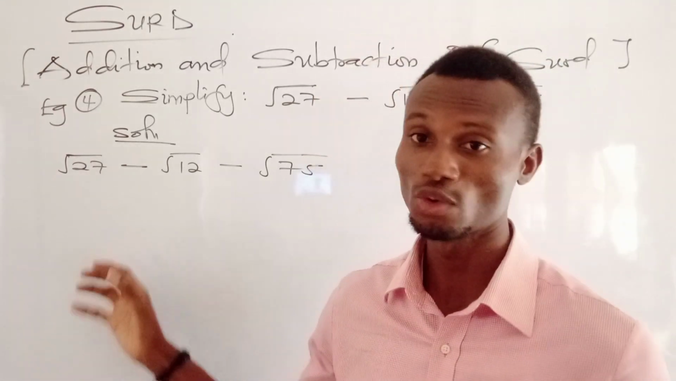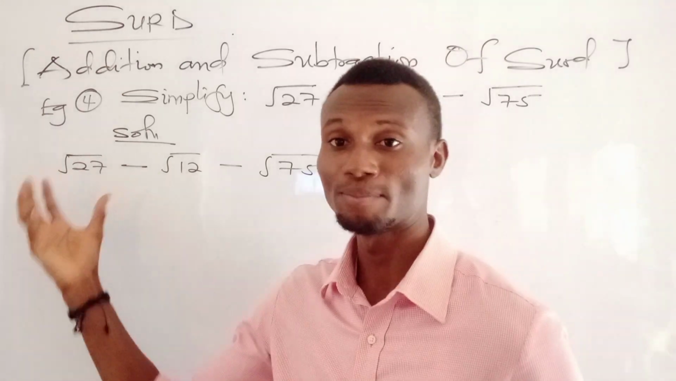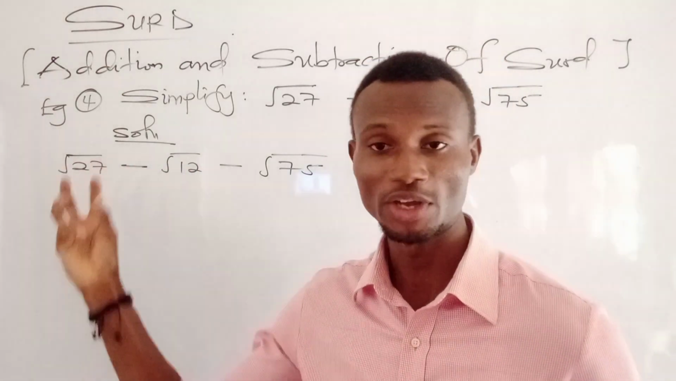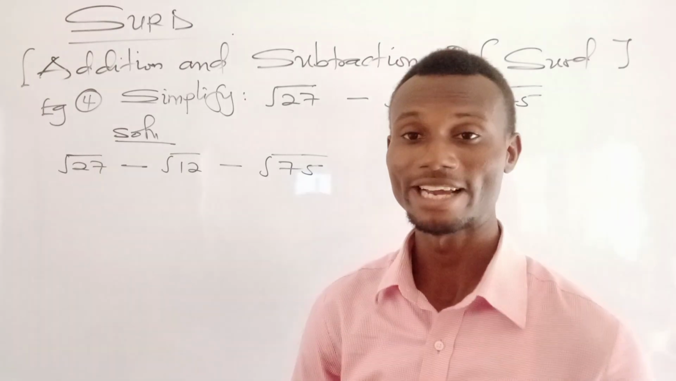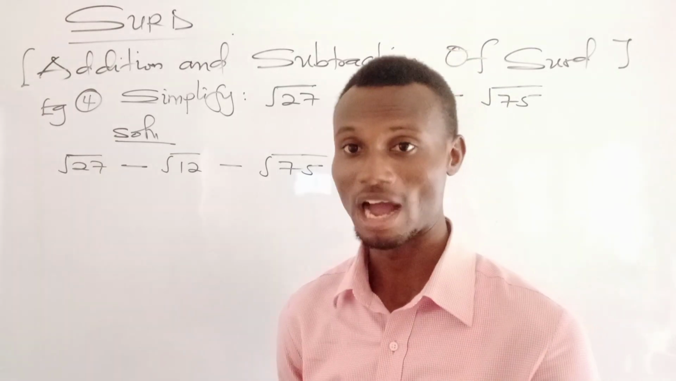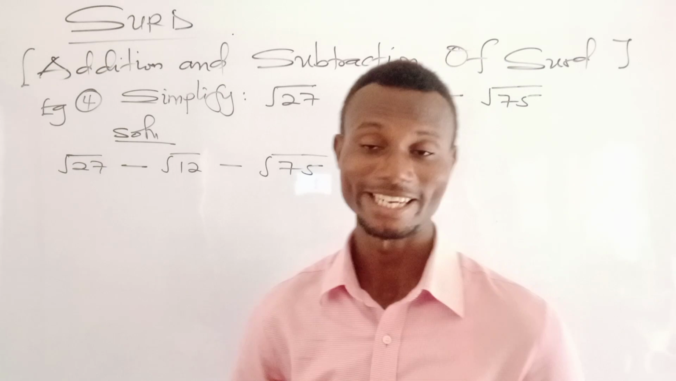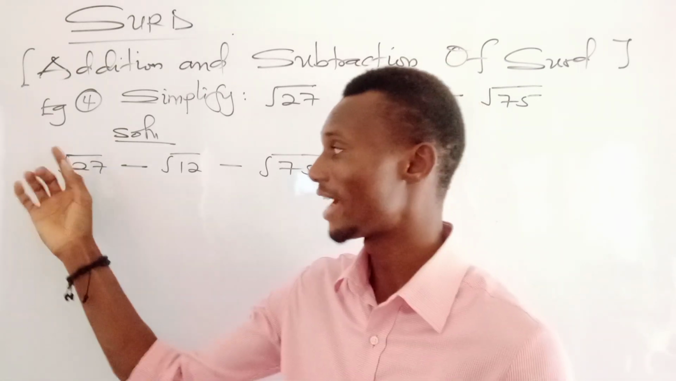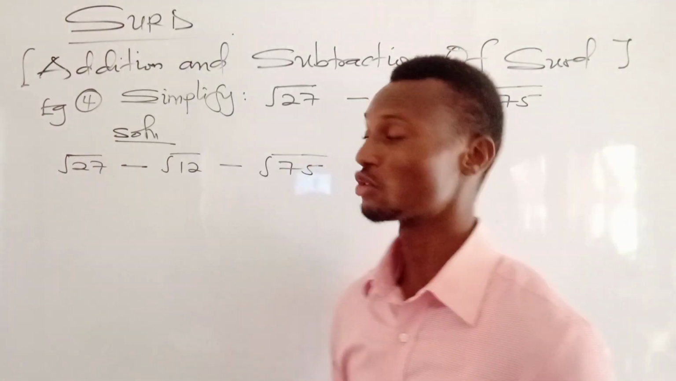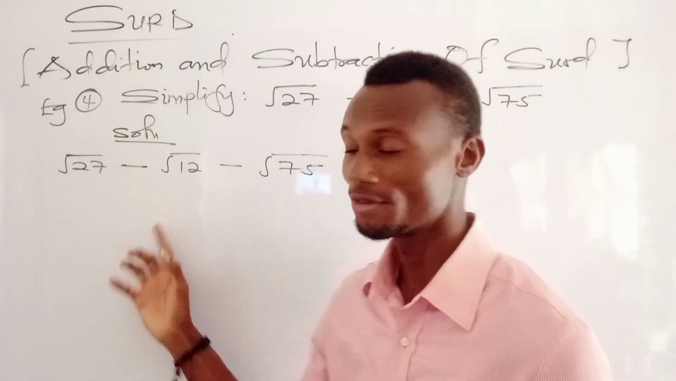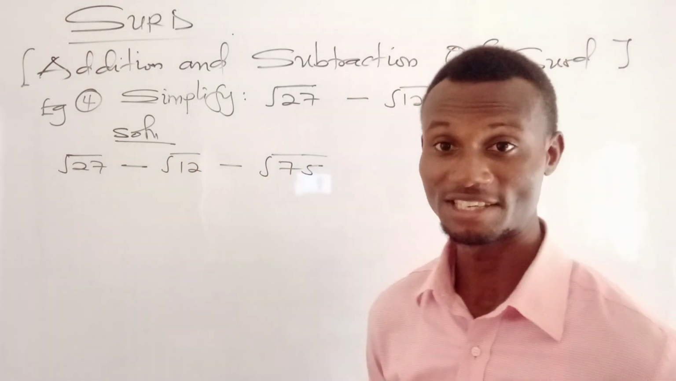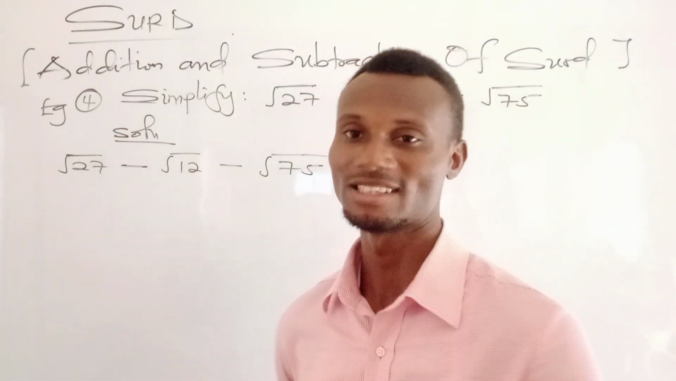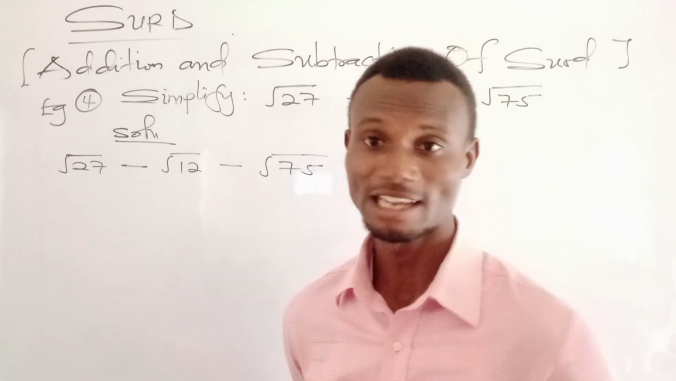So what we have to do is that we need to simplify each term. Each term given in the question, we are going to simplify it using the simplification of surds that I've taught you in the previous videos. So we are going to use that to simplify the square root of 27 and also the square root of 12 and also the square root of 75. Then afterwards, you will see that there will be like terms to group, then we can simplify further. So that's how to handle it.